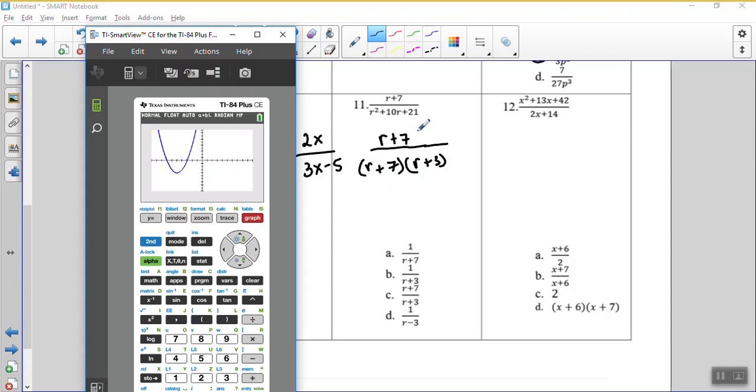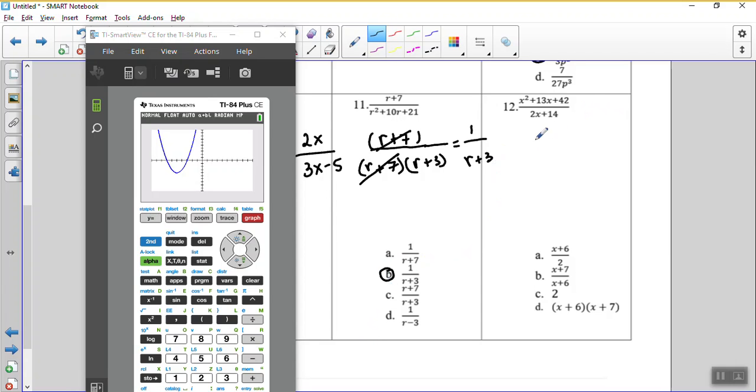Alright, so in the numerator, I have r plus 7 here and r plus 7 in the denominator, so I can just cross those out. And once you take everything out in the numerator, that means there's a 1 there, because you can't just leave it blank. And then you have r plus 3 in the denominator. The answer choice is B.